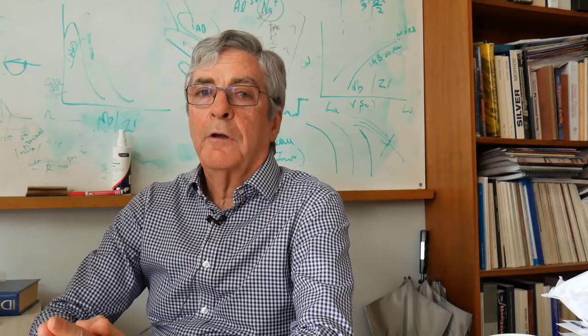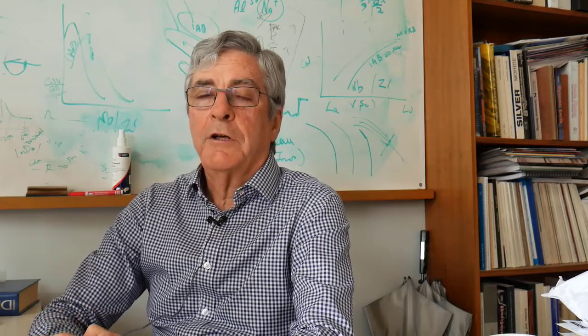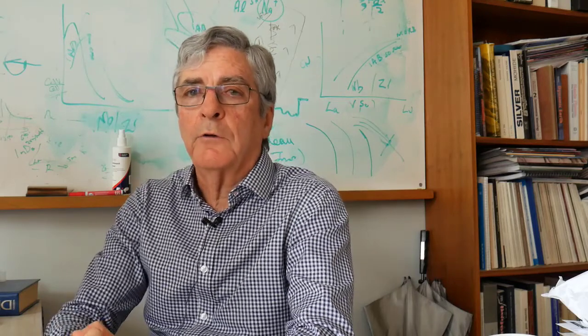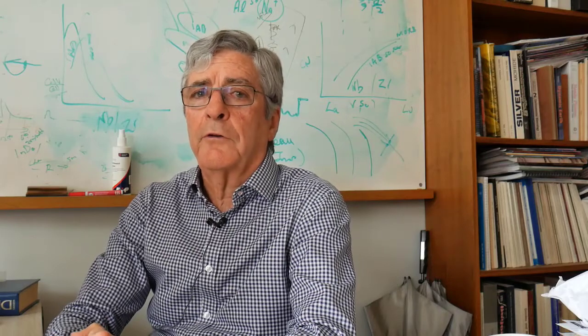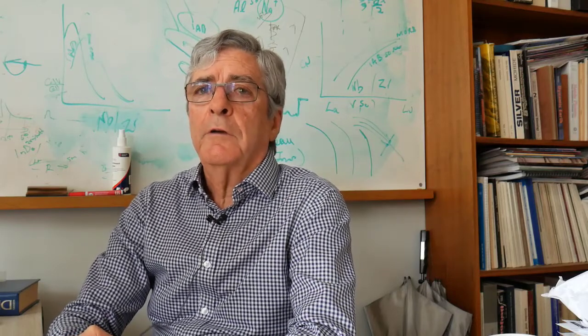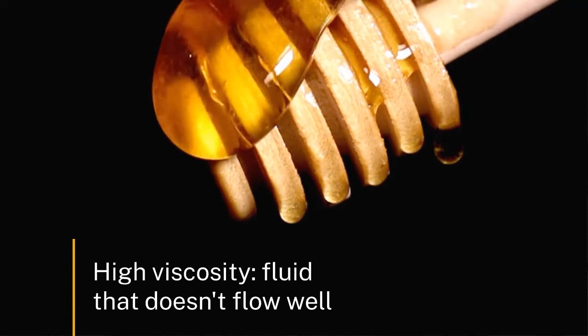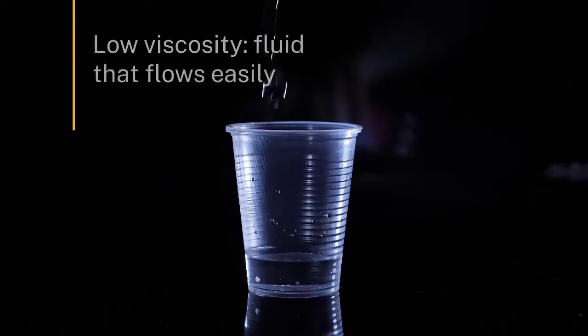What I want to talk about is mantle plumes and how they relate to flood basalts and chains of ocean islands. But before I can do that, I need to talk a little bit about viscosity for those of you who haven't come across this term. A high viscosity fluid is a fluid that doesn't flow very well, and a good example of that is honey. A low viscosity fluid is a fluid that flows easily, and water is a well-known example.